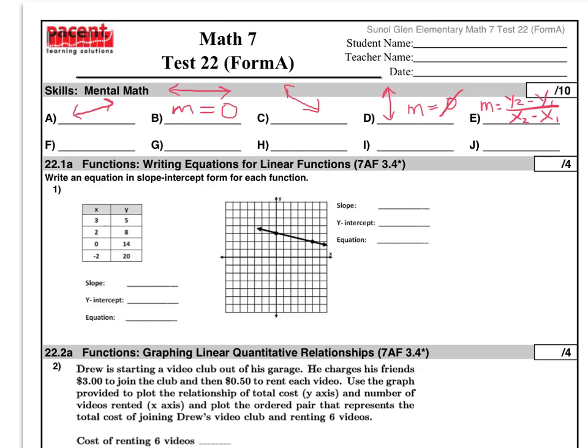F said, write the equation of a line in slope-intercept form. The equation of a line in slope-intercept form. So that's y equals mx plus b.